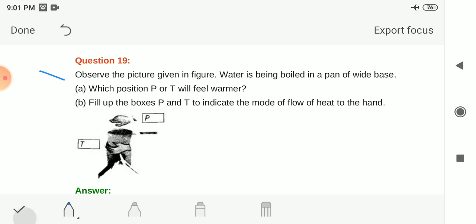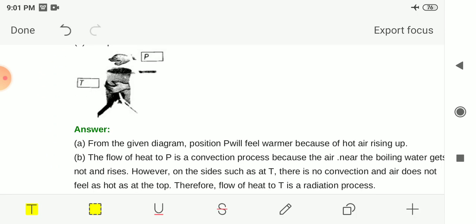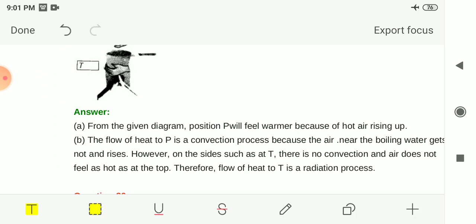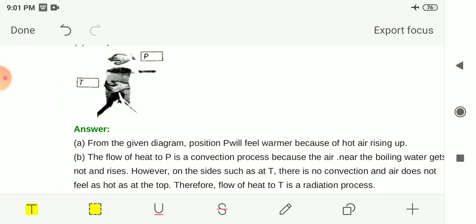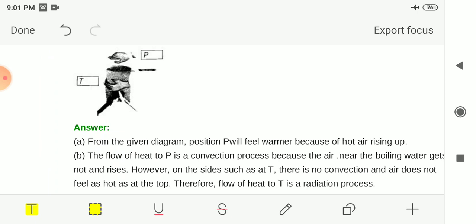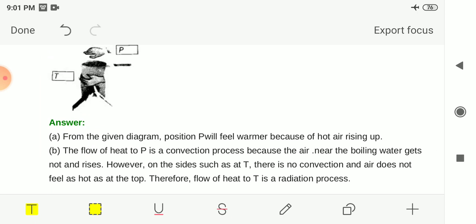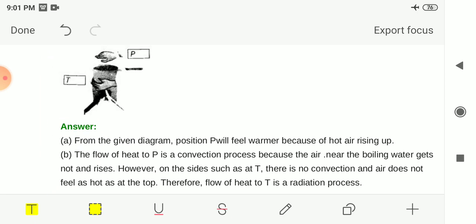So the answers are, from the given diagram we can say that position P will feel warmer because hot air rises up. As we had seen, hot air rises up, so the hand which is kept at position P will feel warmer, and the flow of heat to P is a convection process because the air near the boiling water gets hot and rises.